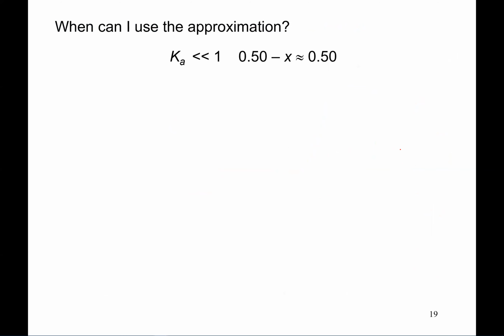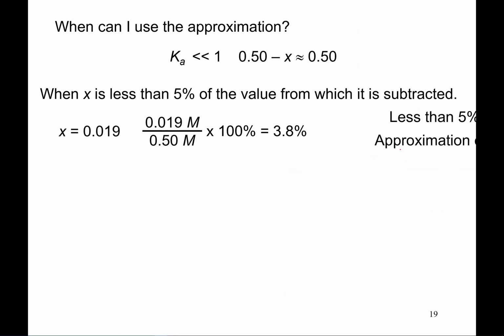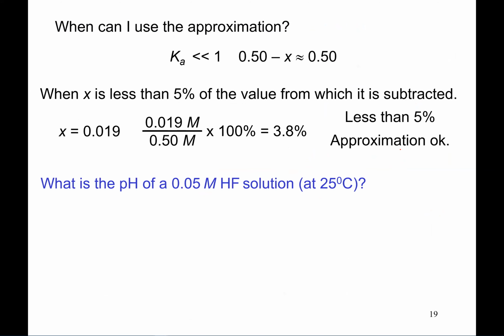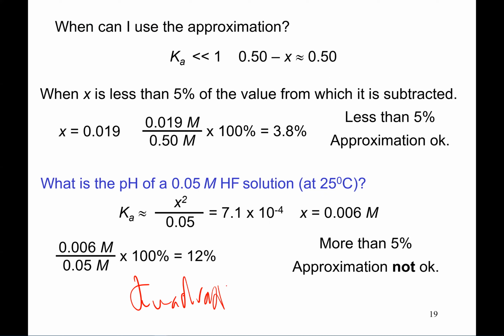When can I use this approximation? Well, when Ka is a lot less than 1. That's where it works. When X is less than 5% of the value it is subtracted from, the approximation is okay. How about 0.05 there? This approximation doesn't work, so in this case you have to use the quadratic equation.